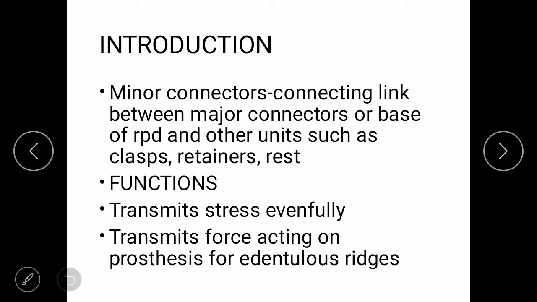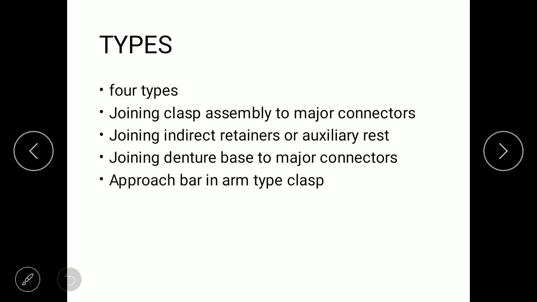Functions: as we have seen before, it connects a major connector to other parts. And also it transmits stress evenly, so that a similar stress area can't be overloaded, so it transmits the stress evenly to all other areas. And the next one is it transmits the force acting on the prosthesis to the edentulous ridge.